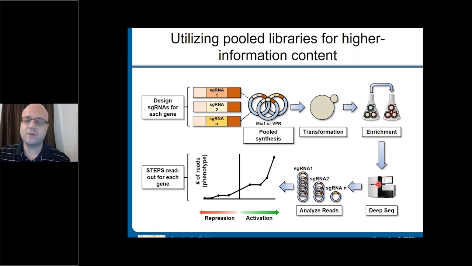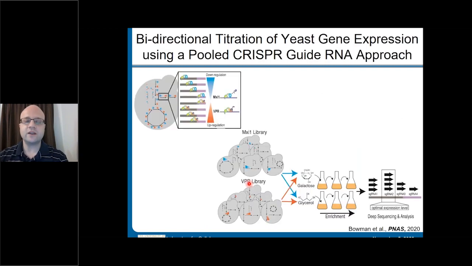Nevertheless, either way, we can use deep sequencing to look at the enrichment of guide RNAs that are suggestive of where we want to be in this overall patterning from strong deletion to strong overexpression. So we can use this as an example. We can use this overall tool. We used these MXI and VPR libraries, and we did growth enrichments in both galactose and glycerol independently, and then used next generation sequencing to find where we found our enrichments of our optimal expression.